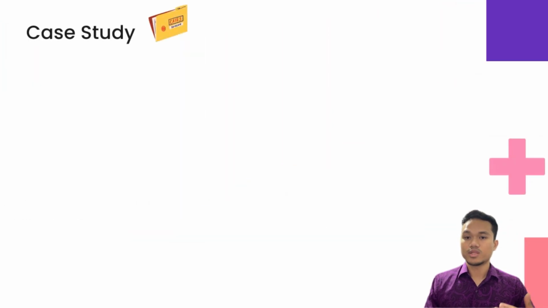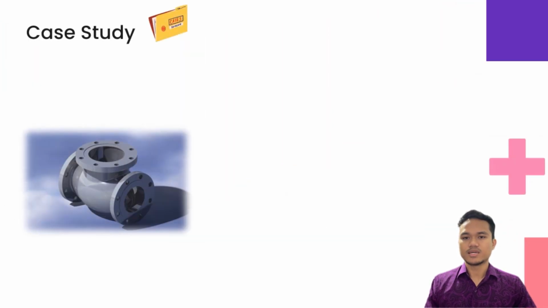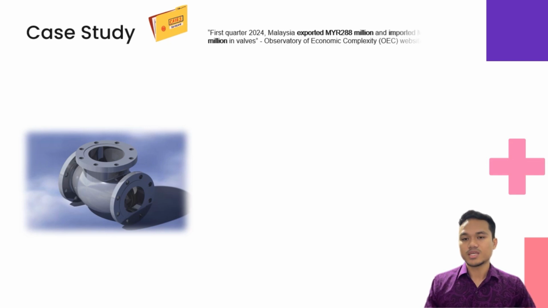Alright, so let's start off with the case study. So I chose body globe valve, which is one of the components of globe valve, and it is used for regulating the flow of fluid through a pipeline. I chose this as a case study because in Malaysia, the production of valve is not so extensive.